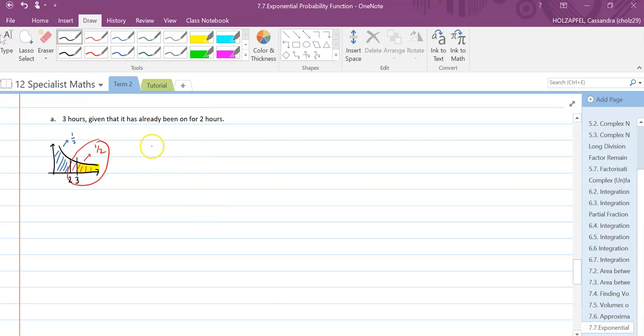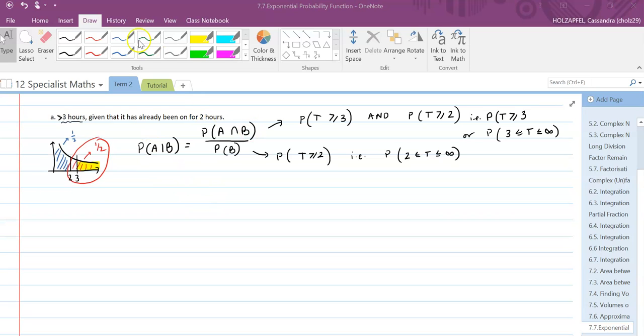So we can use that probability formula. I've written out this probability formula now, and I want to go through and explain a little bit how this works. The probability that it will last longer than 3 hours, given that it's already been on for 2 hours, is equal to the probability of A and B. In other words, the probability it's longer than 3 hours and longer than 2 hours, so effectively just longer than 3 hours, just this highlighted part here. And that is divided by the probability of being longer than 2 hours.